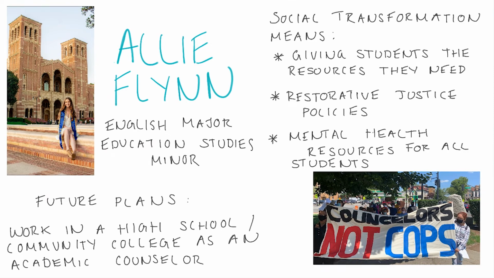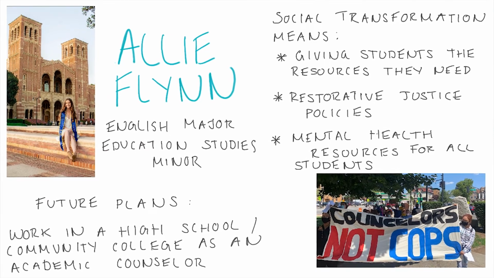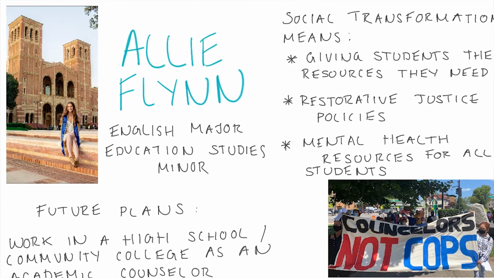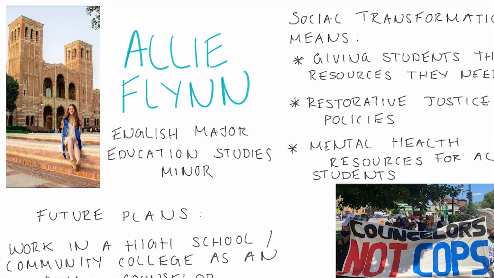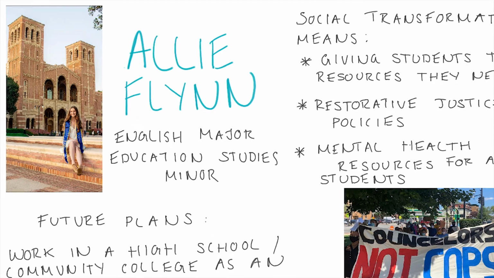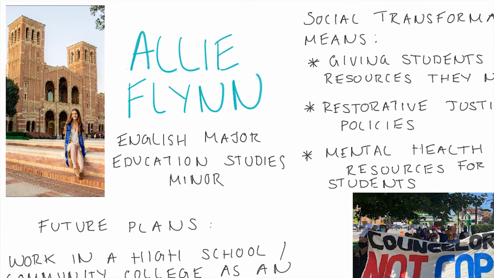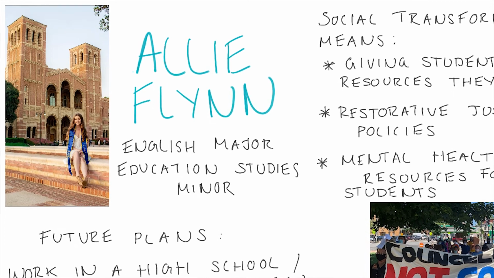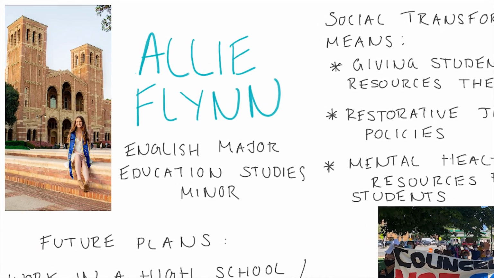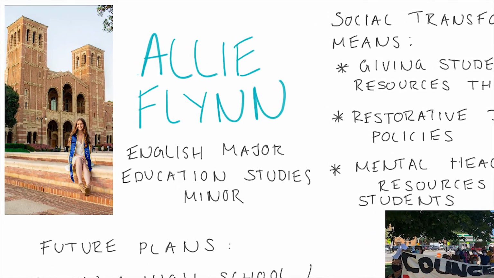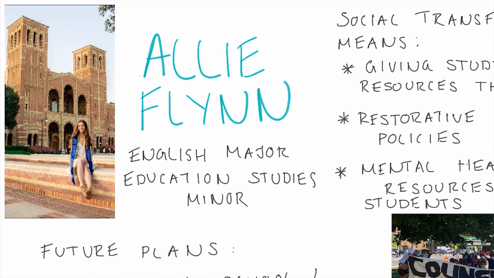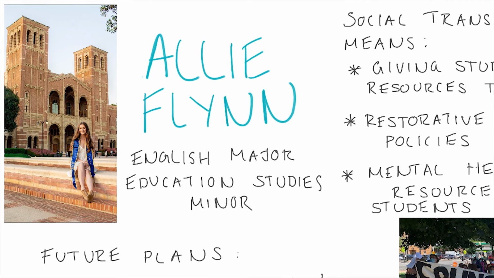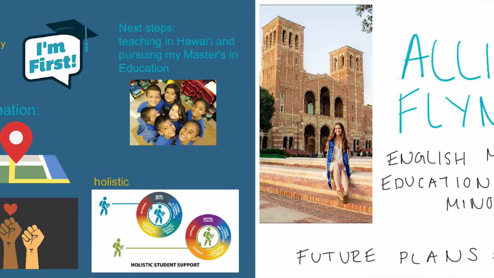All right, I'm Allie Flynn. I'm graduating this spring with an English degree and a minor in education studies. And social transformation to me means a lot of things, but I think especially through this class, I've noticed that the most important to me are getting students the resources they need, implementing restorative justice policies, and making sure any students who need access to mental health resources can have those. And my future plans are to work either in a high school or community college as an academic counselor.